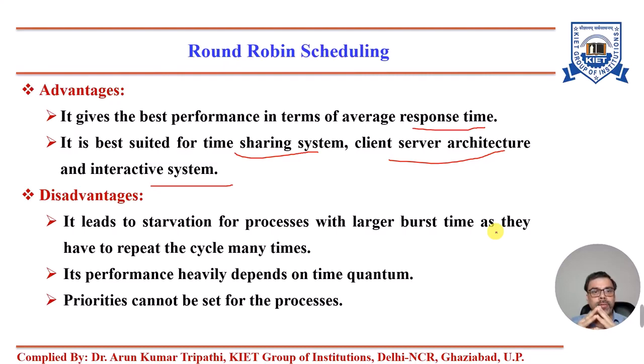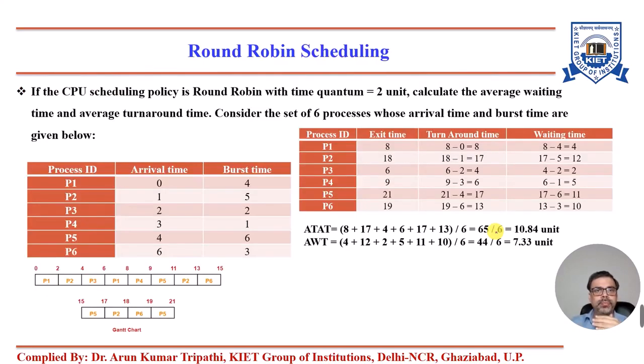The performance heavily depends on the time quantum, whatever the time quantum is taken. If the time quantum is taken as 10 milliseconds or 20 milliseconds, it may work as FCFS. A priority cannot be set for this algorithm because every process will get a chance after a certain time interval.